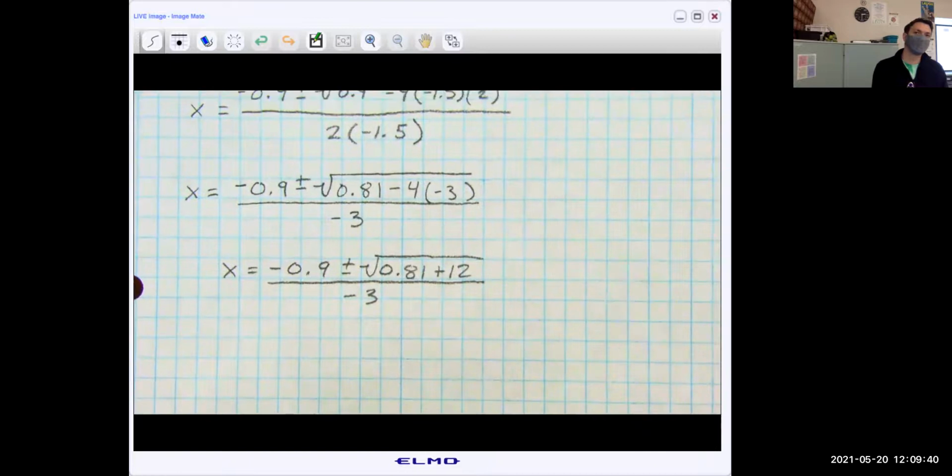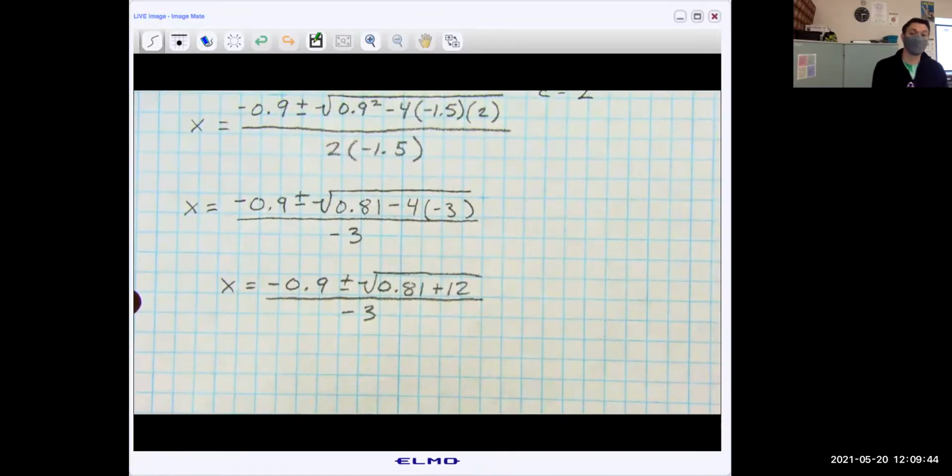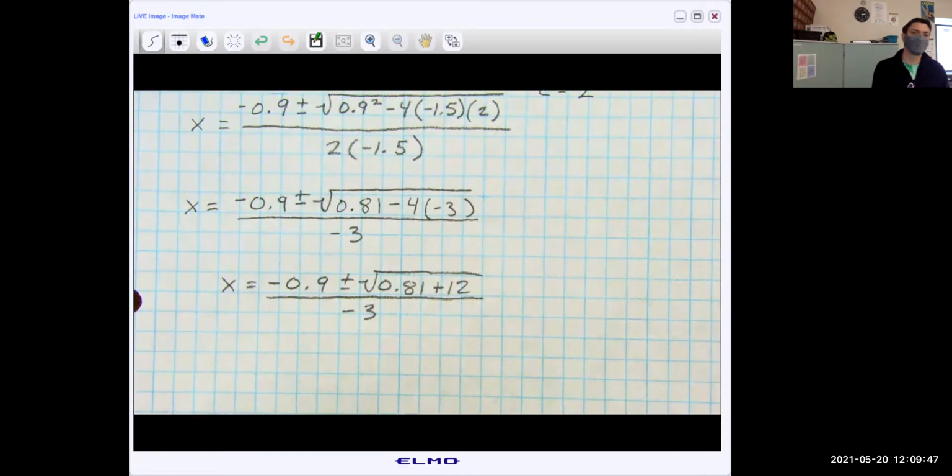It's pretty crazy that a bunch of mathematicians solved a bunch of quadratics and found this formula. That's pretty amazing.